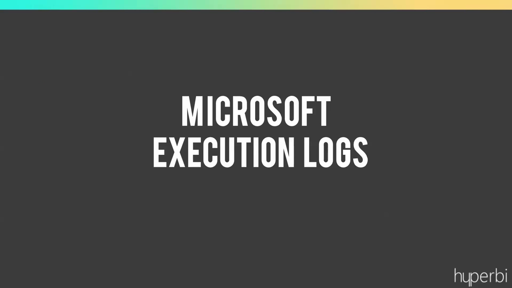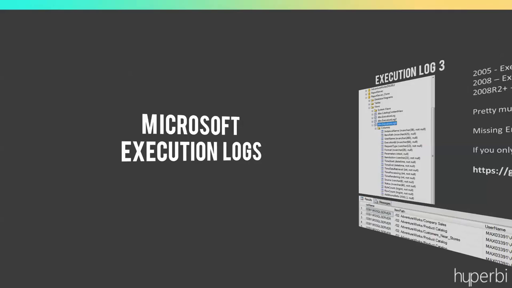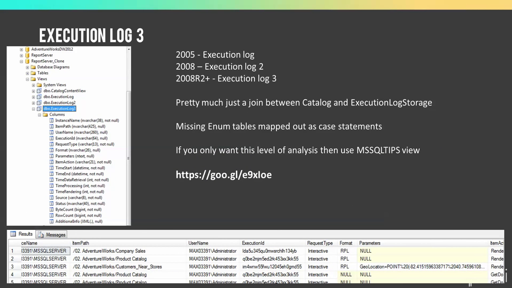Right, so let's get in to start looking at how we can go about analysing this. Technically, you could analyse your report server just by looking at those two tables. You could look at your catalogue, join it to your execution log storage, and start pulling out who's using which report. But Microsoft have tried to simplify this a little bit for you.